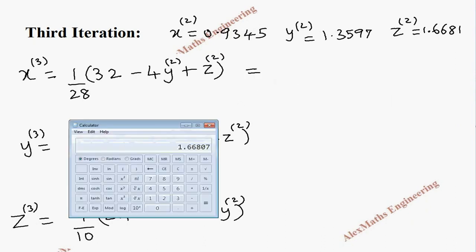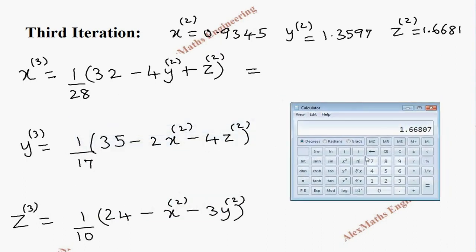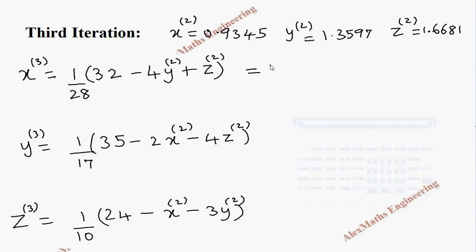So let's use the calculator. Here it is 32 minus 4 into y of 2, which is 1.3597, then plus the z value, 1.6681. After calculating this, we have to divide by 28. We get 1.0082 after rounding off.